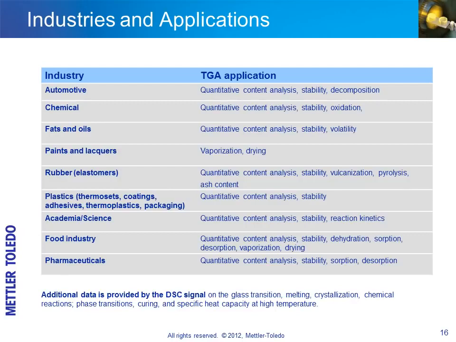The TGA DSC 1 is an exceptionally versatile instrument for the characterization of physical and chemical material properties under precisely controlled atmospheric conditions. It provides valuable information for research, quality control, and development. I would now like to present several different application examples that demonstrate the analytical power and versatility of the TGA DSC technique.